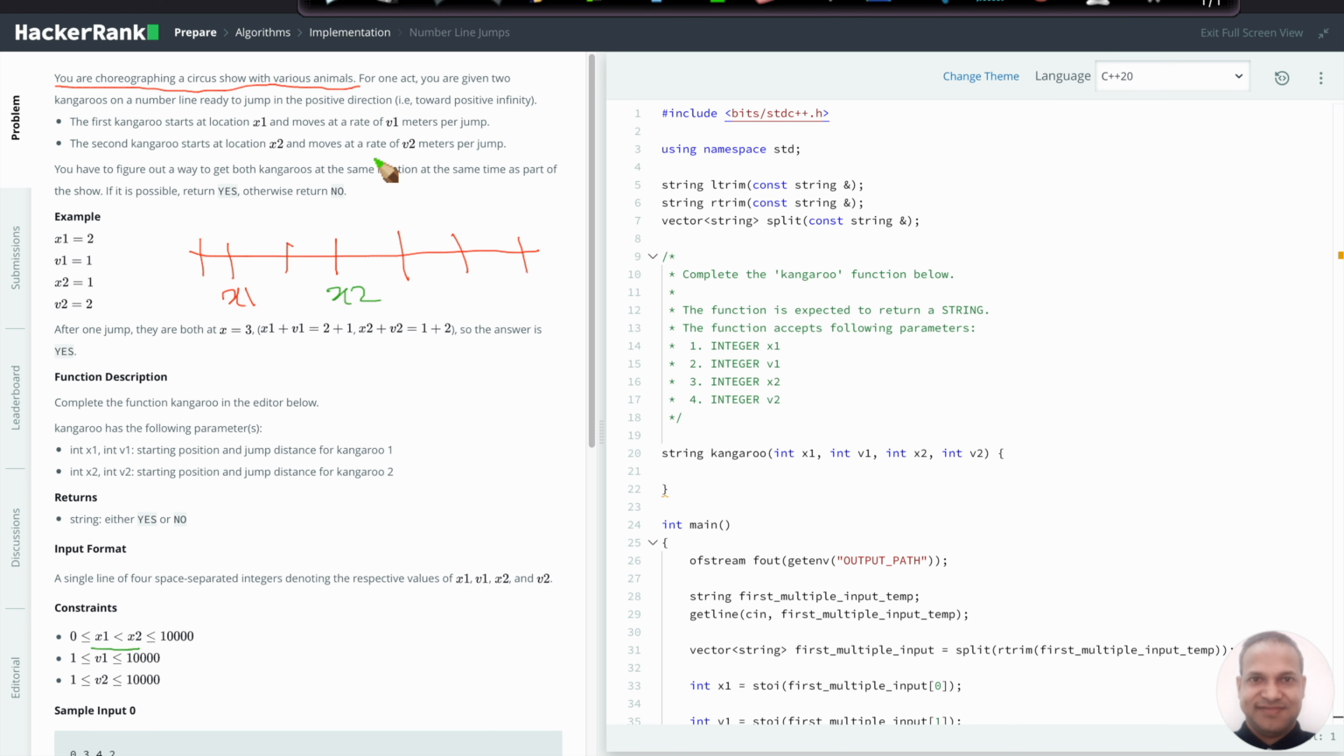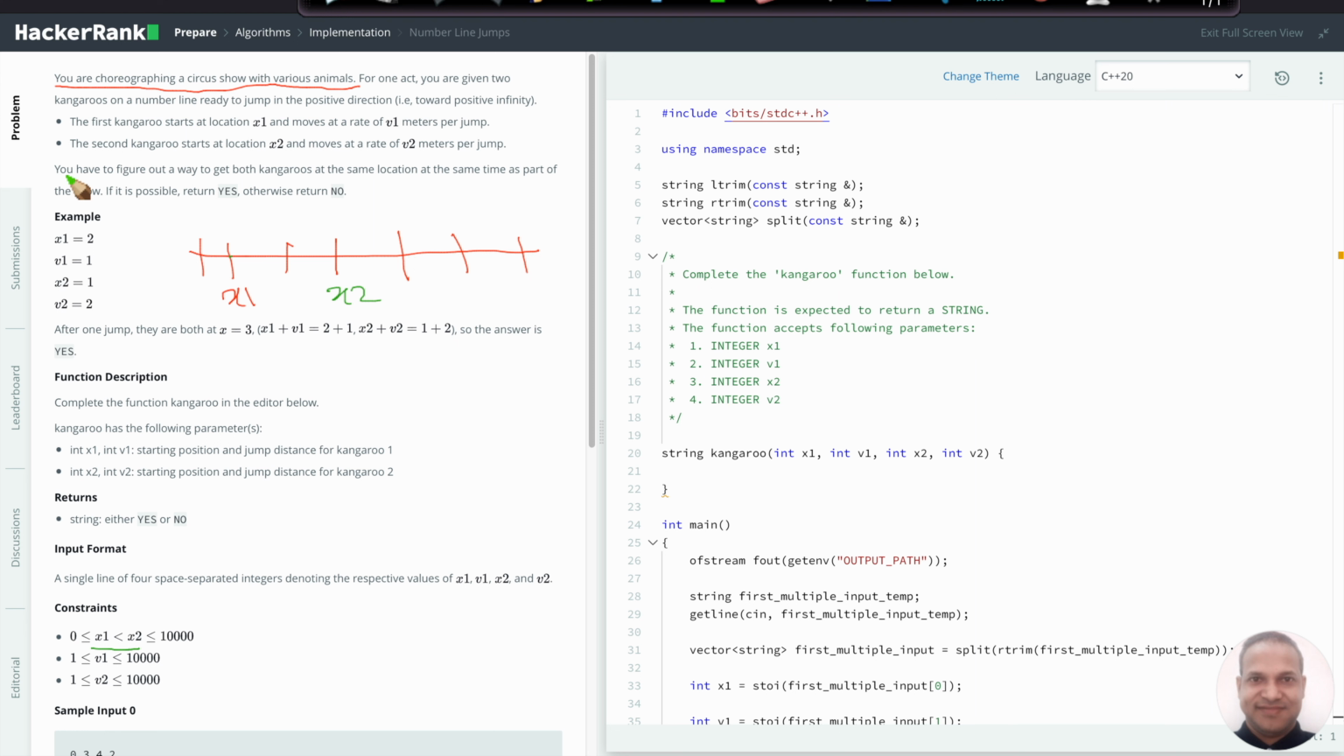Then x1 moves at a rate of v1, v1 meters per jump, and x2 moves at a rate of v2. So x1, v1, x2, v2, these things are given. That means v2 should be less than v1, otherwise there won't be any point of collision, right?